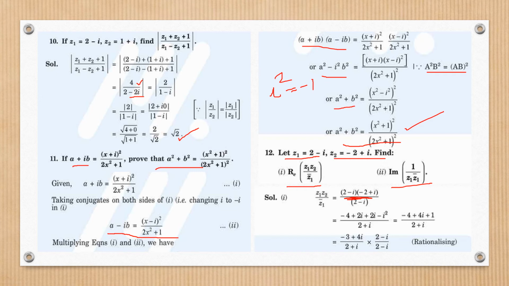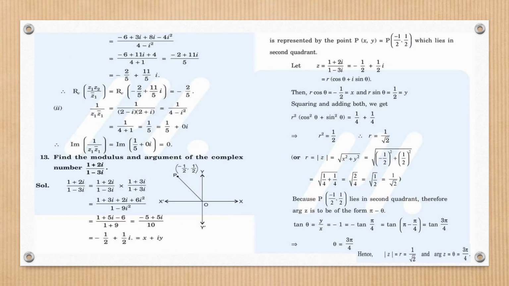Now multiply, and by opening you will get this as minus 3 plus 4 iota upon 2 plus iota, which needs to be rationalized. So I'll multiply and divide by 2 minus iota. By multiplying the terms, I'll get it as minus 2 plus 11 iota upon 5, and separating it, minus 2 upon 5 plus 11 by 5 iota, right? Because iota square is minus 1, that will merge with minus 6 to form a real part, right? So what is the real part of this framed complex number? It is minus 2 by 5. Similarly, for part 2, I will calculate 1 upon z1 into z1 bar. So z1 is 2 minus iota, and its conjugate is 2 plus iota.